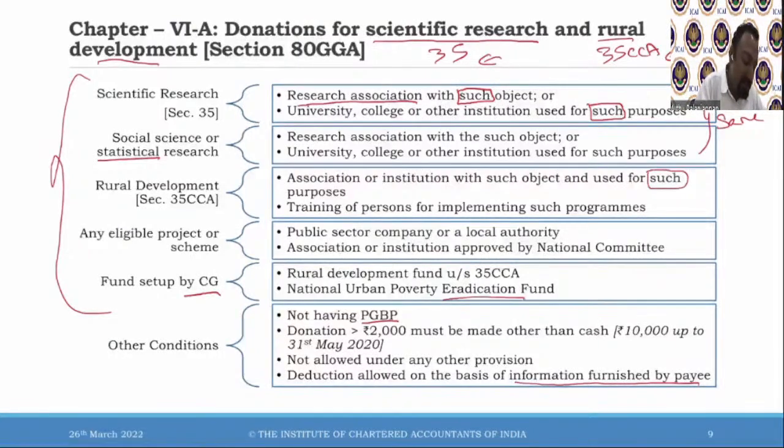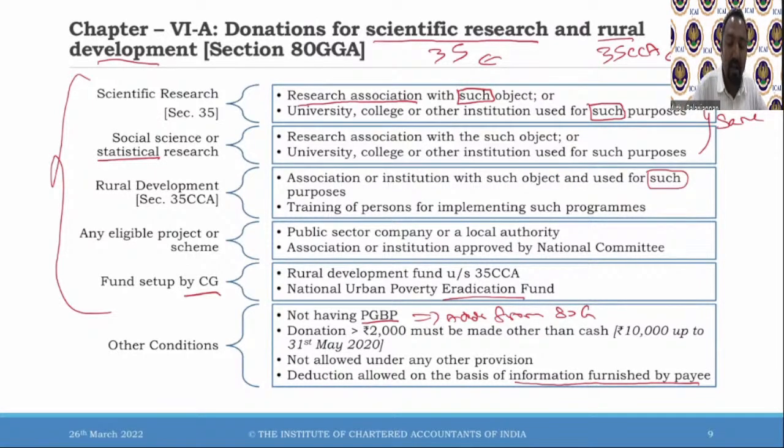The only additional condition here, compared to 80G, is this: it was not there in 80G because persons having business or profession can also claim 80G. But here, if you're having business or profession, this provision is not applicable. What is applicable is your 80 business 35 and 35CCA. So these are the provisions of 80GGA.